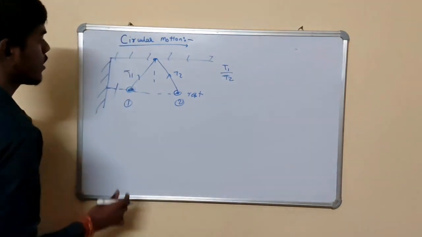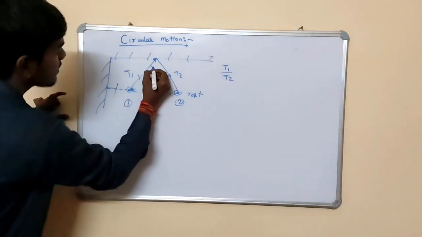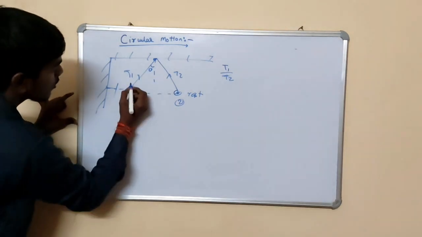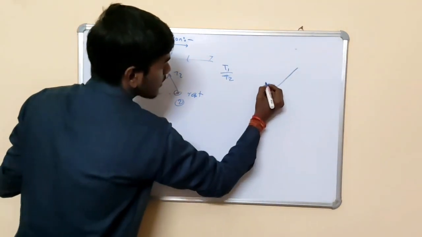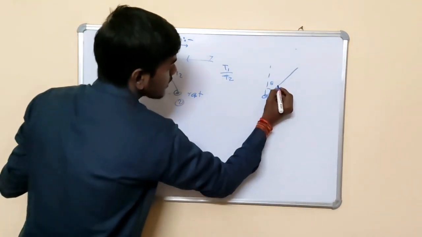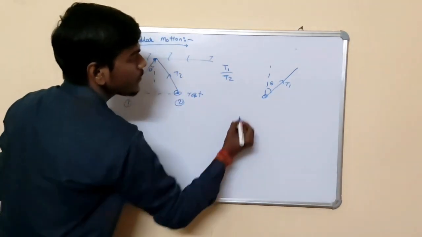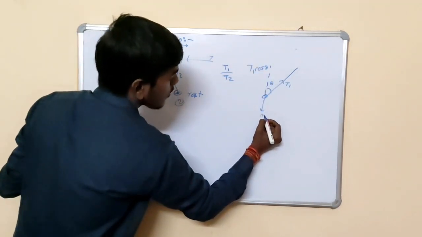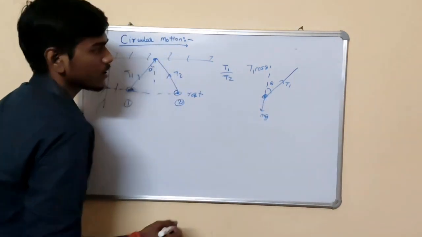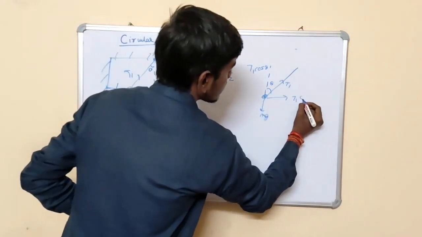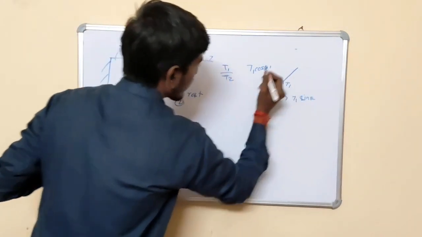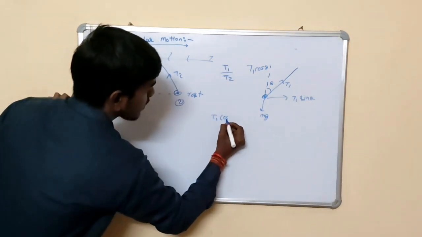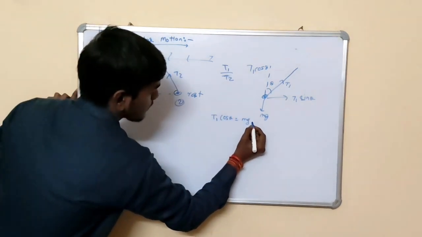So what can we do? In the first case, if this angle is theta, and I resolve this separately, this angle is also theta. So the component of T1 will be T1 cos theta, and here mg is directed downwards, and this will be T1 sin theta. So we find that T1 cos theta is equal to mg.